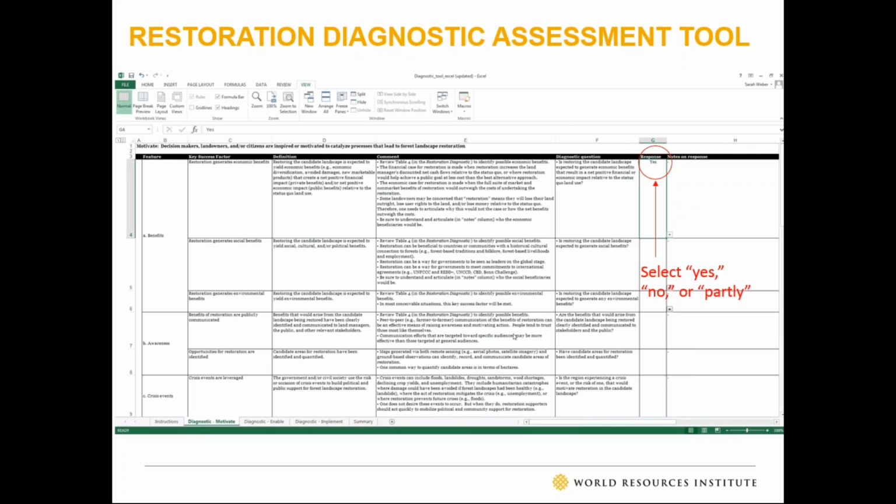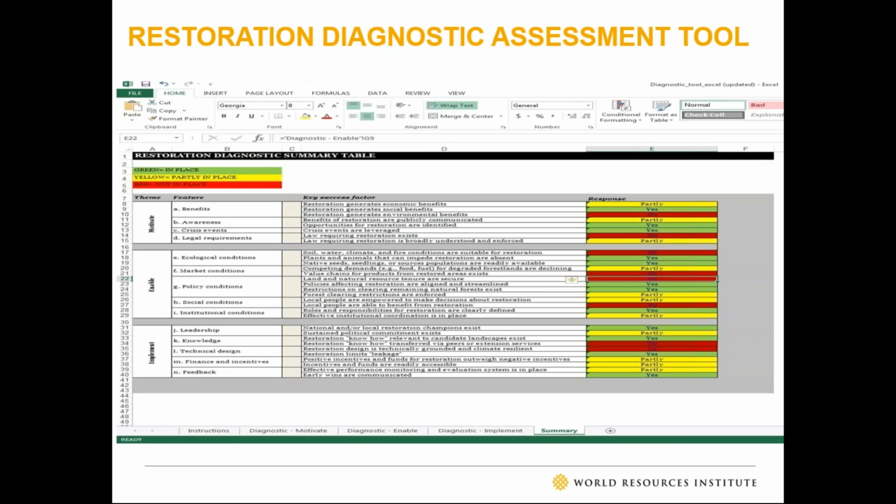And of course, once you enter all that information, all the answers to the questions, the tool can convert each one of them immediately to either green, which means you have them in place, or yellow, you maybe have some in place, or red, you don't have some of the key success factors in place. So it's a very simple stoplight tool that everybody can understand, showing the critical things that we need to address to be successful in achieving large-scale restoration, or restoration as a whole.